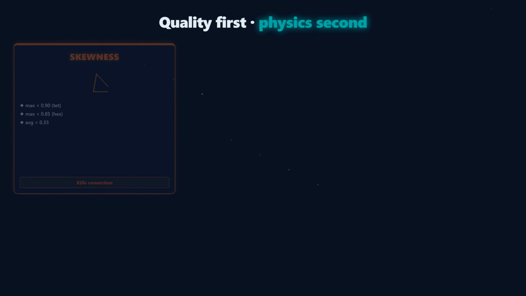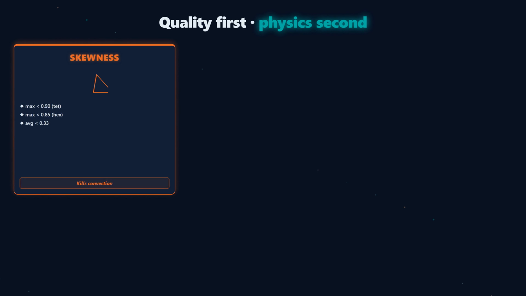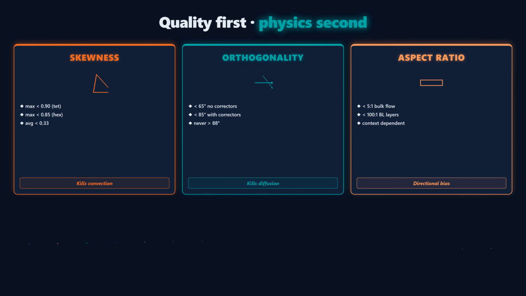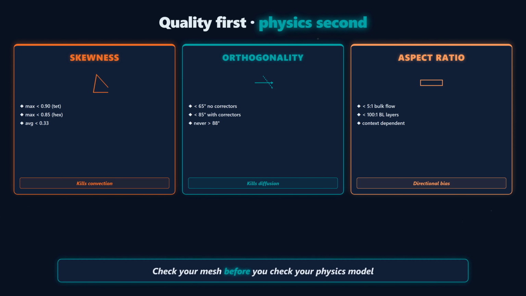Let us bring it all together. Skewness measures cell distortion. It kills gradient accuracy and smears convective fluxes. Keep maximum skewness below 0.9 for TETs, 0.85 for hex. Non-orthogonality measures the misalignment between cell vectors and face normals. It destabilizes diffusion terms and the pressure equation. Keep it below 65 degrees without correctors and never above 85.